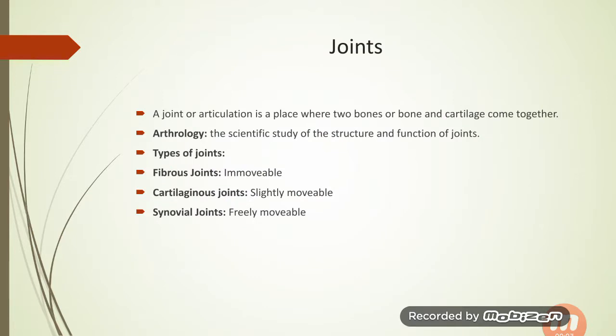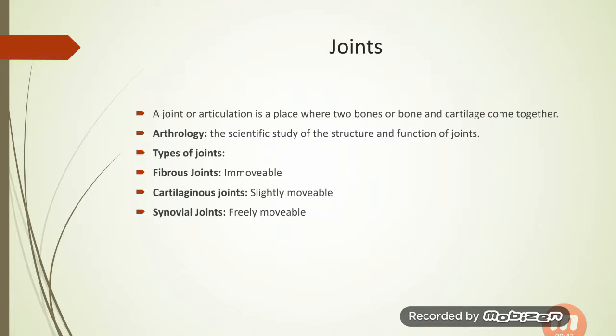Students, our today's topic is joints. A joint is an articulation or a place where two bones or bone and cartilage come together. Or another definition is joints occur where bones meet. The function of the joints is not only to hold our skeleton together but also to give us mobility. Means they allow the movement of different parts of the body.